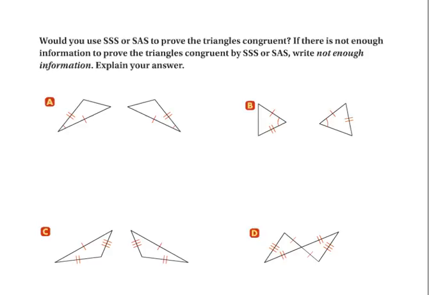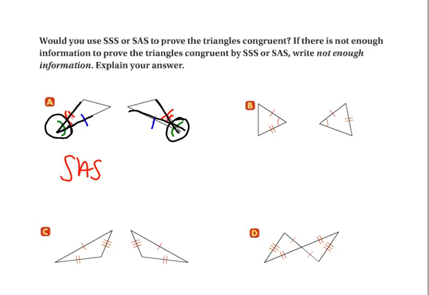What would you use? Would you use side, side, side, or side, angle, side to prove the triangles congruent? If there's not enough information, then write not enough information. So let's see here. I have one side congruent. We have a pair of angles congruent, and then another side congruent. So we have side, angle, side. Okay, guys, again, you notice that these 2 sides make the angle that is congruent. That's your included angle.